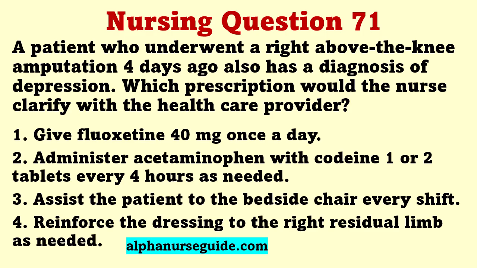The correct answer is 1. Give fluoxetine 40 milligrams once a day. Rationale: Doses of fluoxetine, a drug used to treat depression, that are greater than 20 milligrams should be given in 2 divided doses, not once a day. The other 3 prescriptions are appropriate for a patient who underwent amputation 4 days earlier.